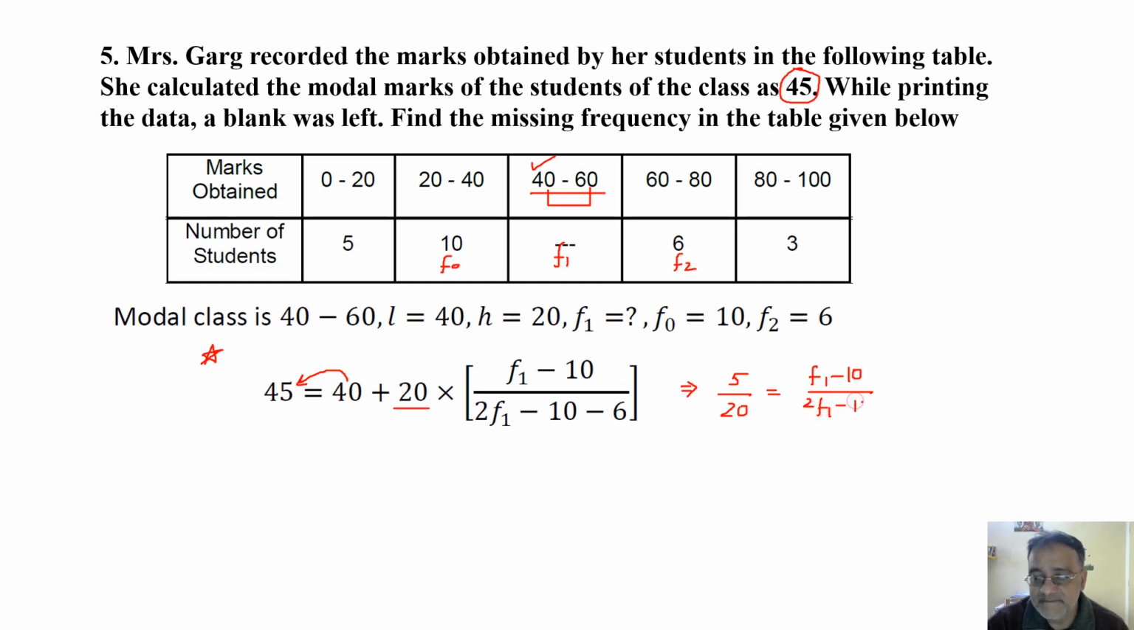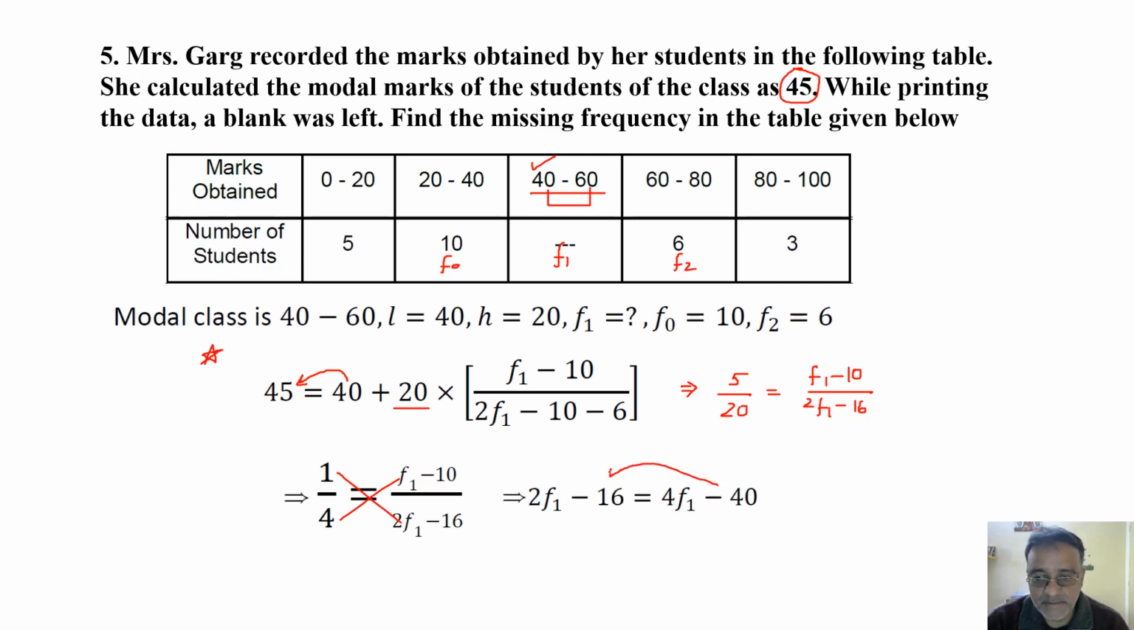This step is clear? Now 5/20 we can write as 1/4. Now cross multiply here, so 2 F1 minus 16 is equal to 4 times F1 minus 40. Okay, now shift minus 40 here and 2 F1 here. So 4 F1 minus 2 F1 will be 2 F1, and minus 16 plus 40 will get 24. What we are going to get? 2 F1 is equal to 24.